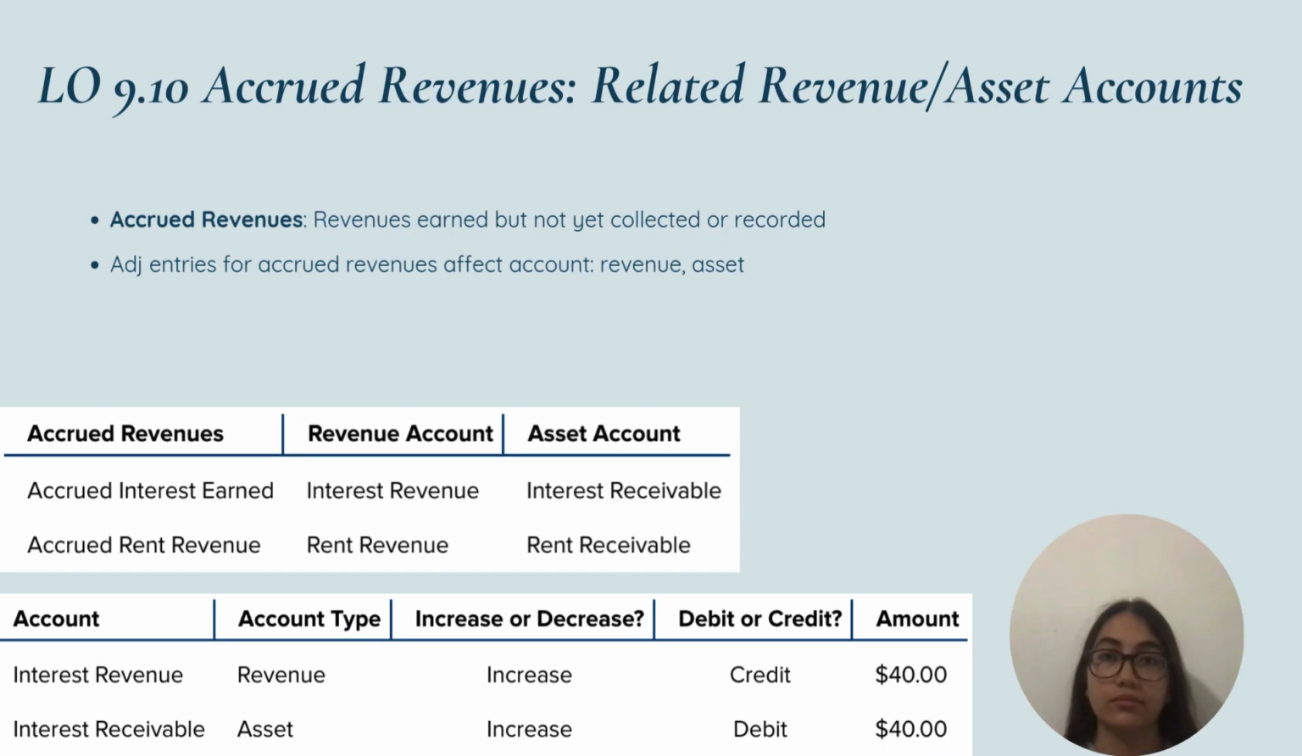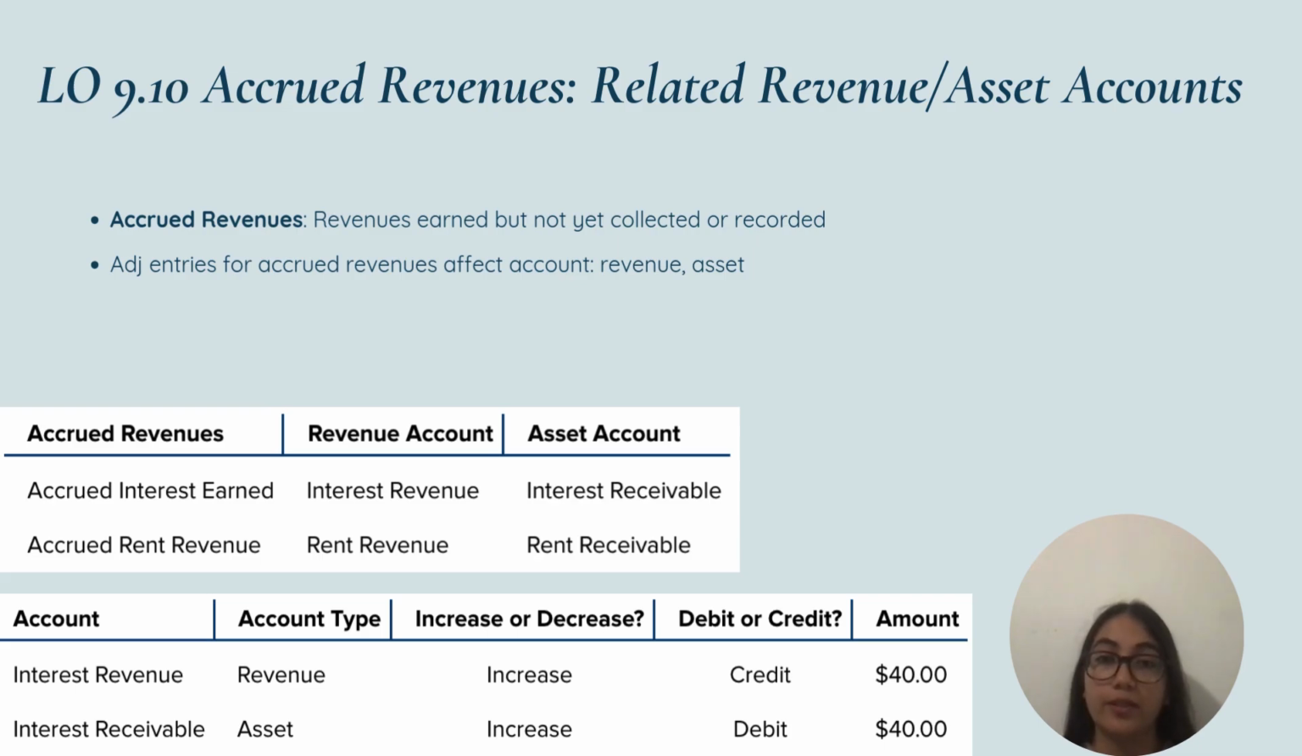Accrued revenues are revenues that have been earned but not yet collected or recorded, such as interest revenue that has been earned but not collected or recorded. Adjusting entries for accrued revenues usually affect a revenue account and an asset account. The following is an example of accounts used for accrued revenue adjusting entries. For accrued revenues, accrued interest earned would affect the revenue account, interest revenue, and the asset account, interest receivable, while accrued rent revenue would affect the rent revenue and rent receivable.